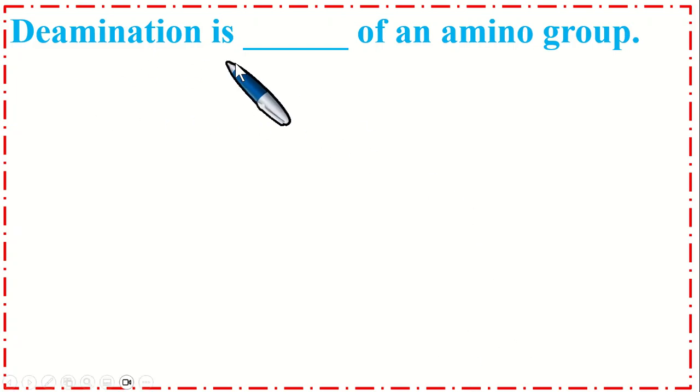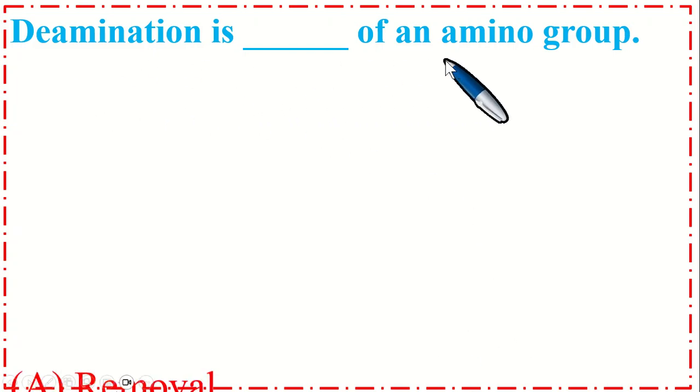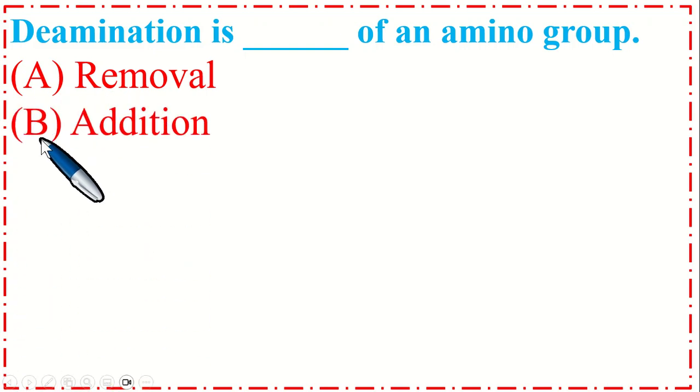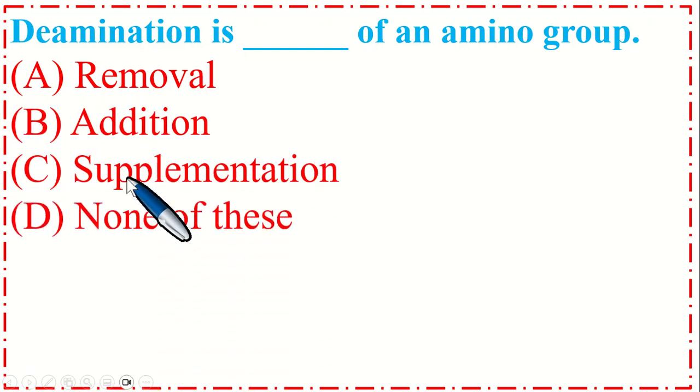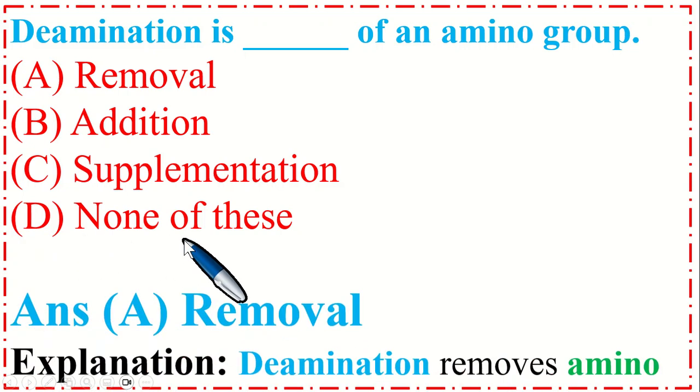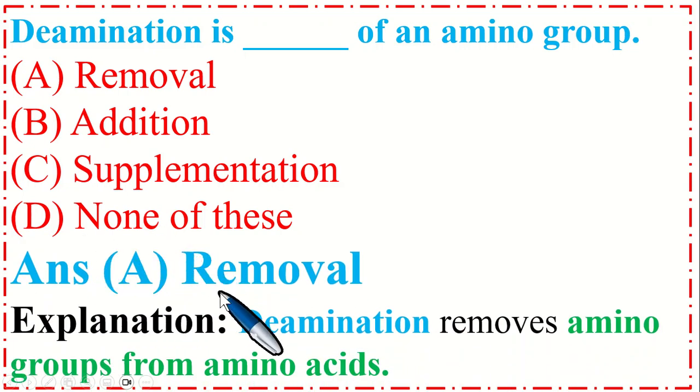Deamination is dash of an amino acid group. Option A, removal, B, addition, C, supplementation, and option D, none of these. So the correct option is A, removal. Deamination means removal of amino group. So deamination removes amino group from amino acids.